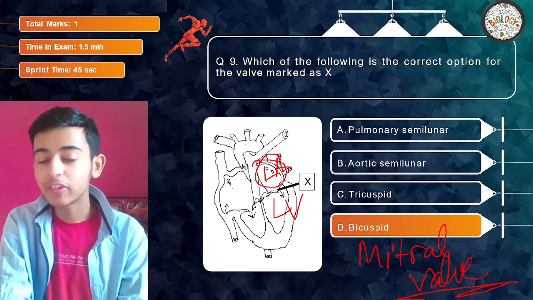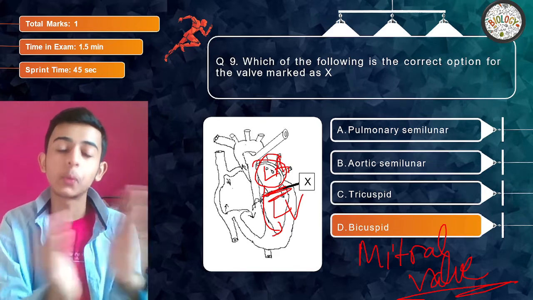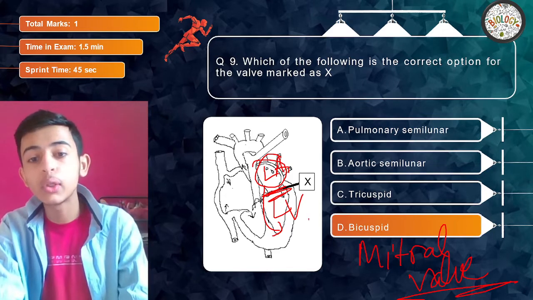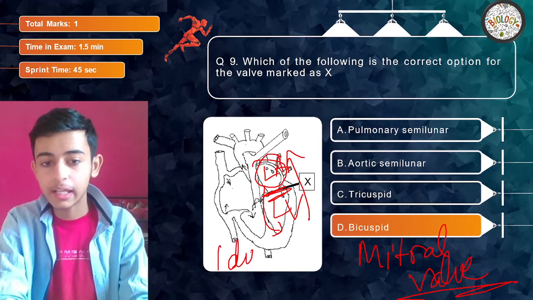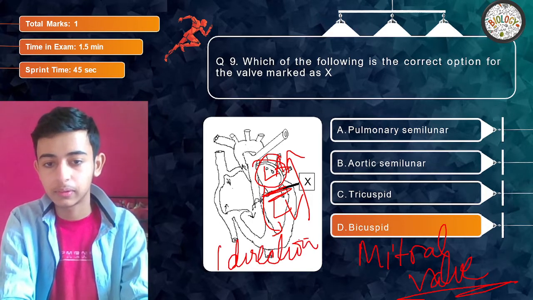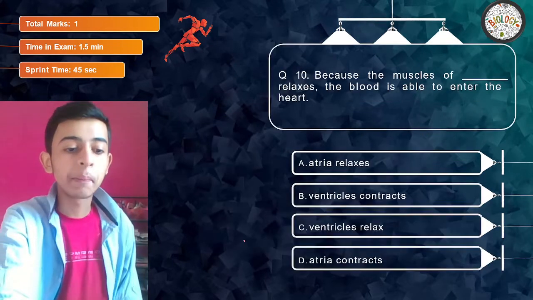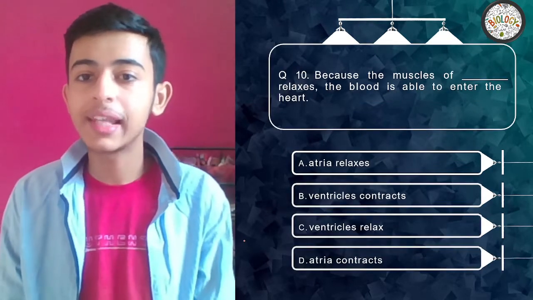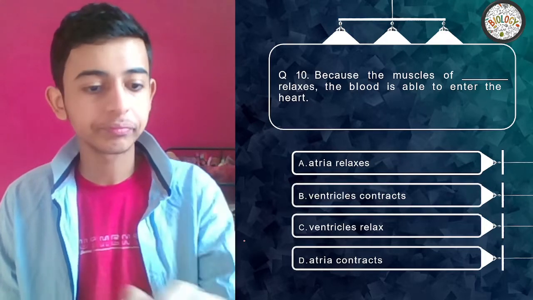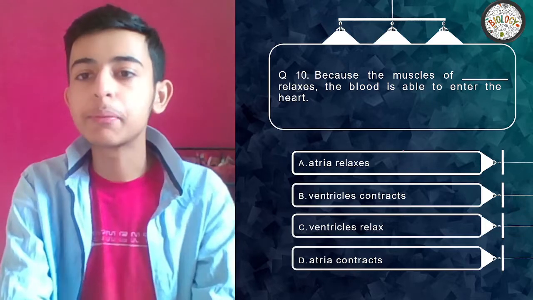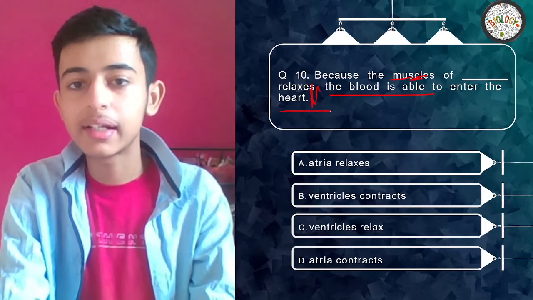As soon as the blood from left atrium flows through the left ventricle, this valve closes, so that the blood cannot go back to the left atrium and it flows in only one direction. Clear, everyone? Thank you so much. Okay, because of muscles of dash relaxes, the blood is able to enter the heart. So it is quite conceptual. The muscles of what relax, the blood is able to enter the heart?